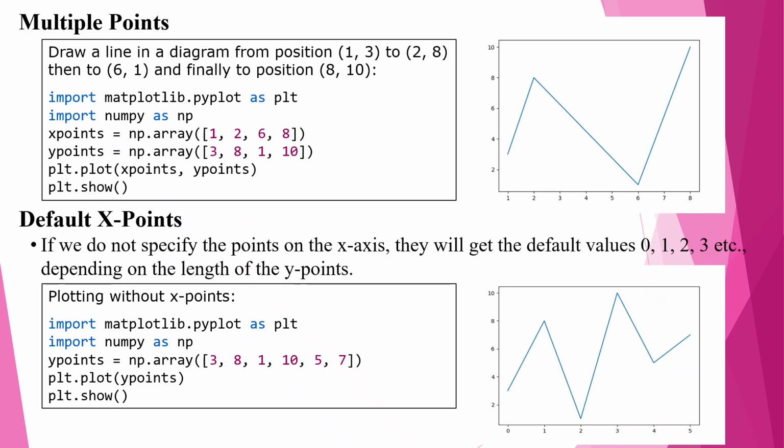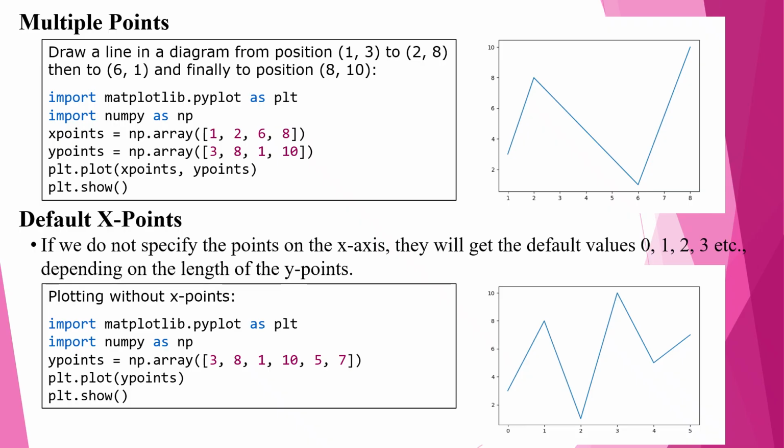This example demonstrates two different ways of plotting data using matplotlib. In the first part, both the x-axis and y-axis values are provided using numpy arrays. The x points array contains the x-coordinates and the y points array contains the corresponding y-coordinates. The plot function connects these points in a sequence, forming a line that moves from 1 to 3 to 2 to 8 and then to 6 to 6, 1 and finally to 8, 10. This shows that multiple points can be connected to visualize trends or patterns.